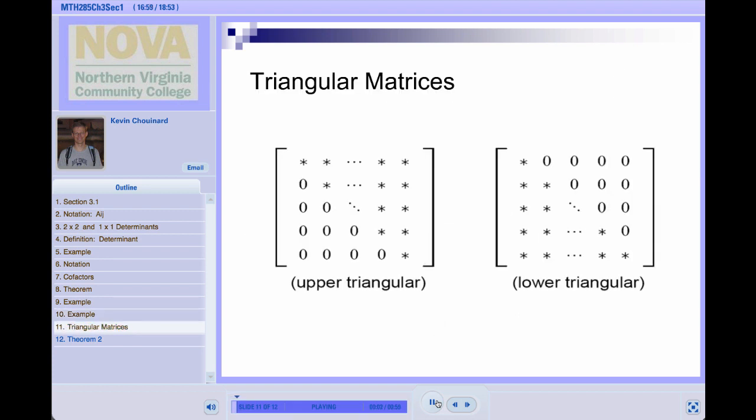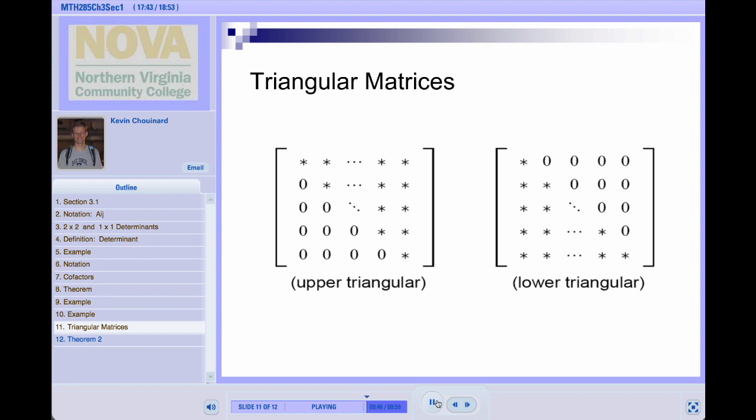If we have a matrix that has all zeros below the main diagonal, or if it has all zeros above the main diagonal, then what we have is what's called a triangular matrix. If the matrix consists of all zeros below the main diagonal, it's called an upper triangular matrix because all the non-zero entries reside in the upper triangle of the matrix. And if we have all zeros above the main diagonal, it's called a lower triangular matrix because all of the non-zero entries reside in the triangle in the lower half of the matrix.